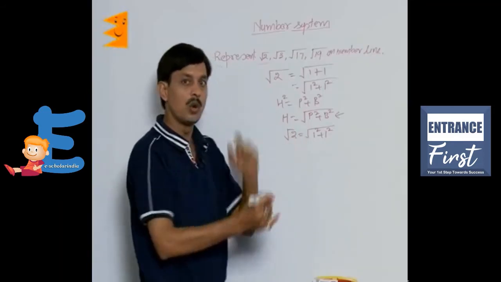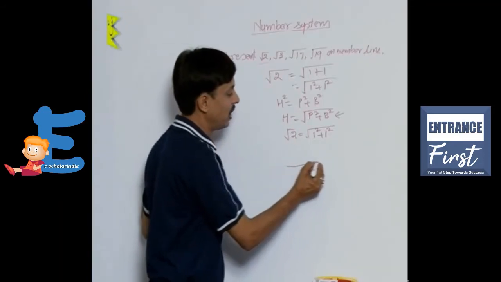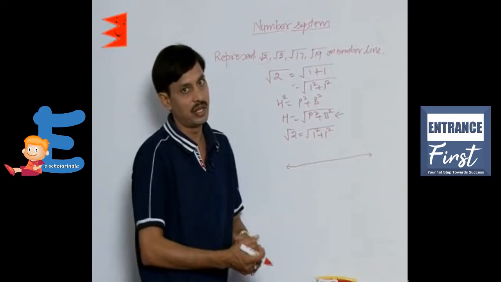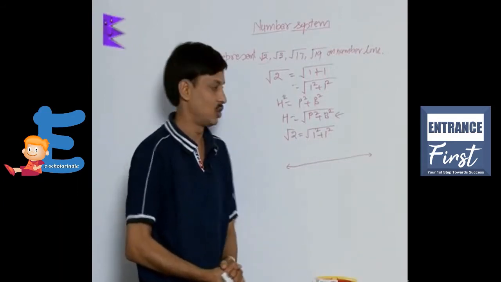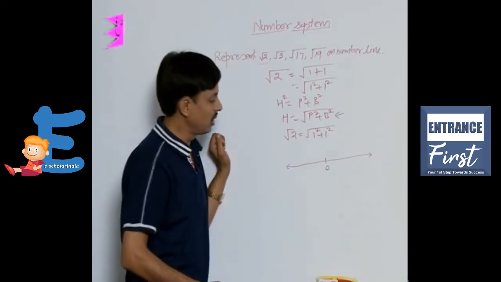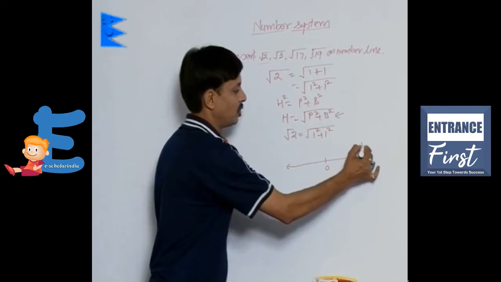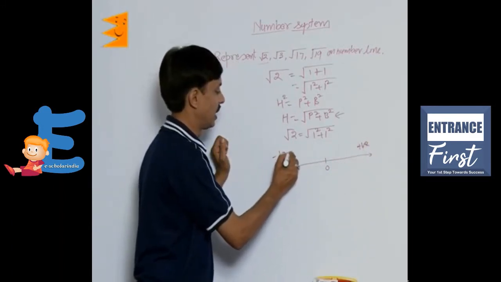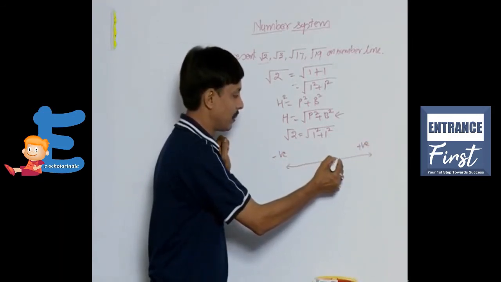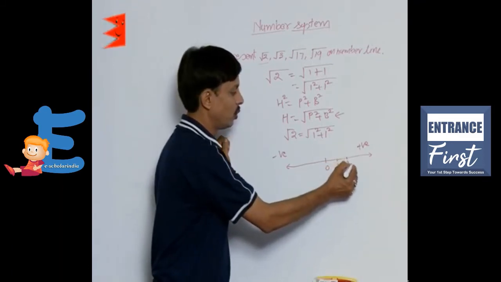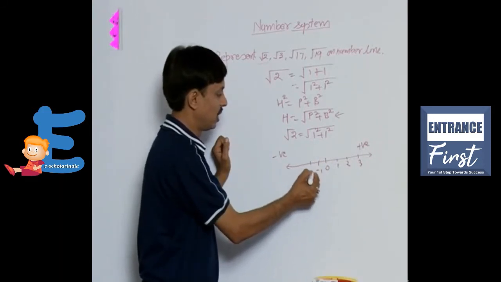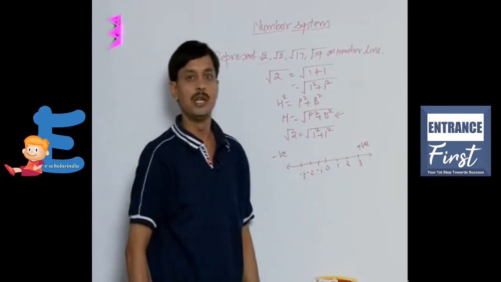To express root 2 on the number line, I am roughly taking a number line. A line is a line segment which is extended indefinitely in both directions. Here this is the center, Aryabhata's number 0. This is the positive side, this is the negative side. Now suppose this is 1 unit, this is 2 units, this is 3 units, and so on. Similarly -1, -2 and -3.